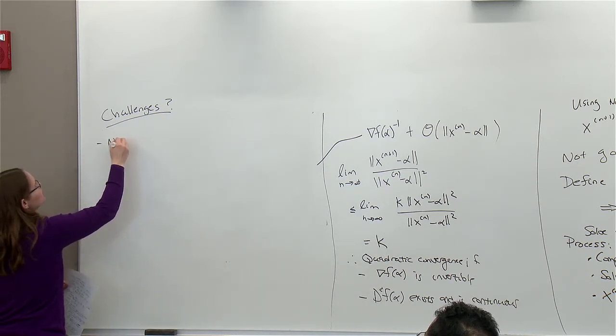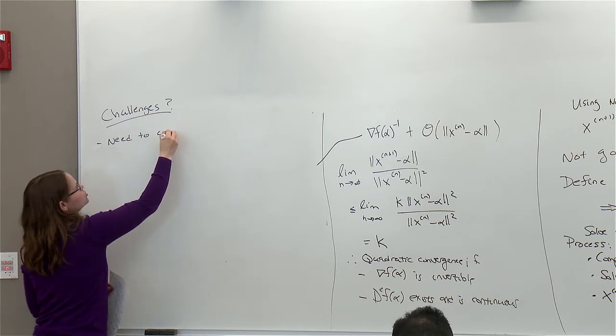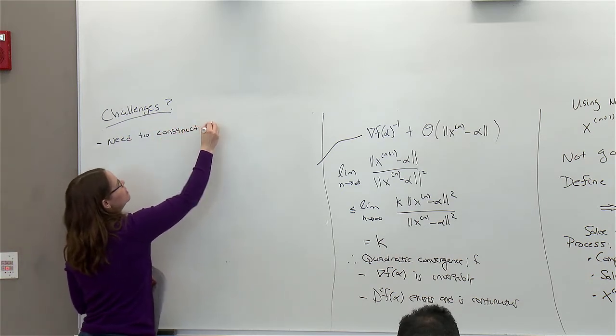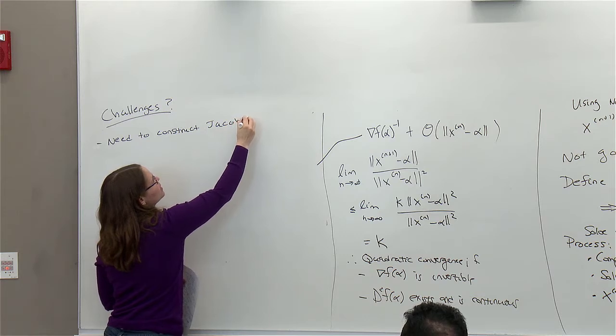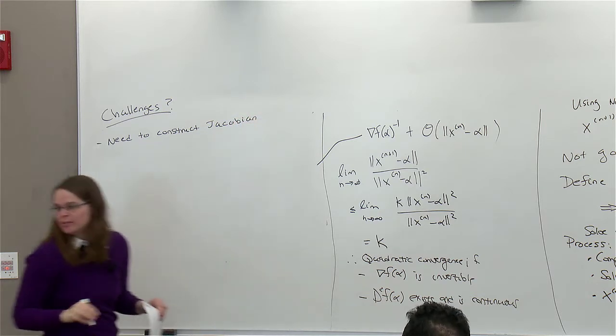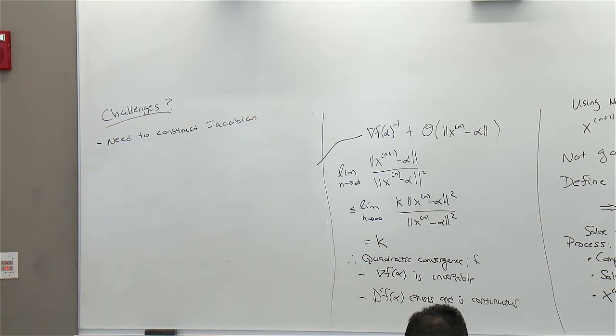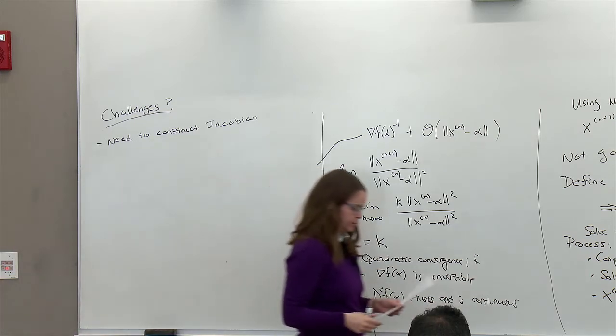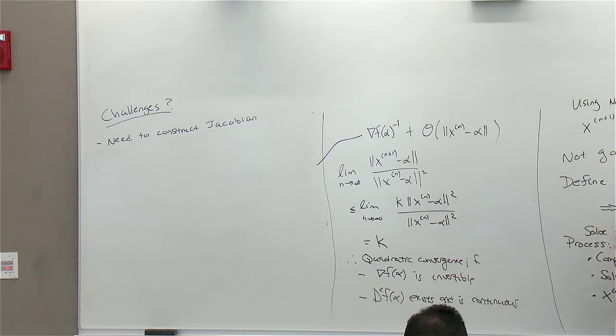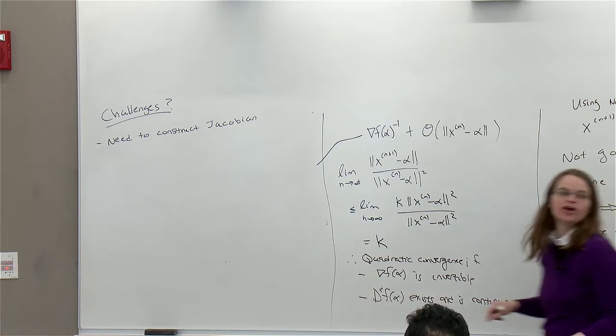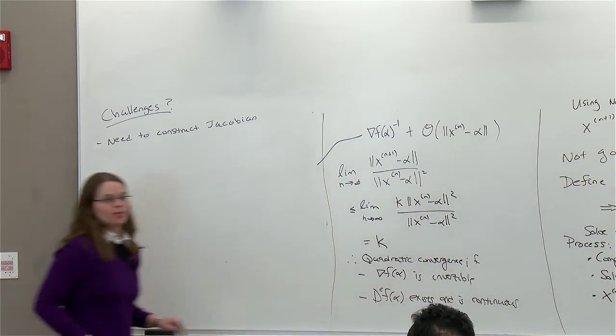So we need to actually construct this Jacobian. Even just constructing and storing it can turn into a memory issue before you've even done anything with it. So that's an issue. What else? Sam? What if it's not invertible? If this Jacobian is not invertible, then we've got a problem, right?